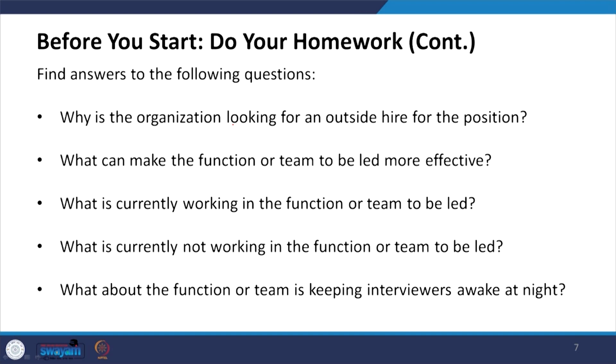It becomes very important, because if the functional team is keeping interviewers awake, then definitely they will always be ready for what is expected from them. And whenever they are ready to perform whatever is expected from them, there will be no gap between the leader and the team members. But if there is a gap, the leader will be able to bridge it, because he has the information.